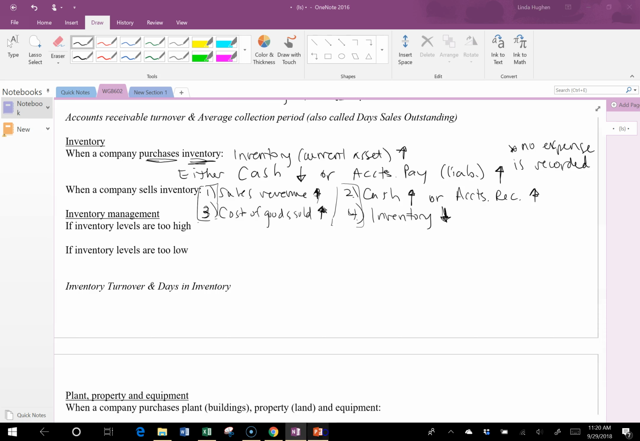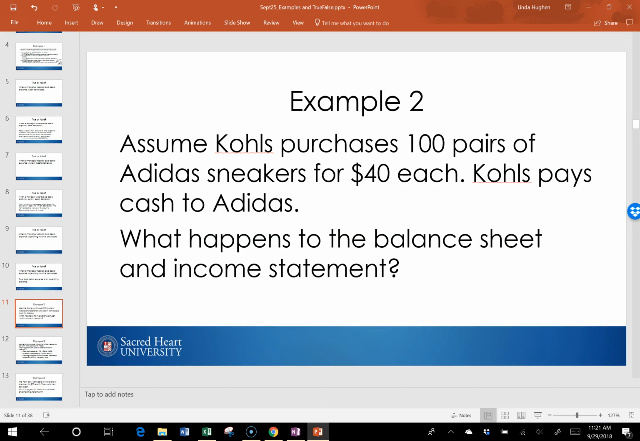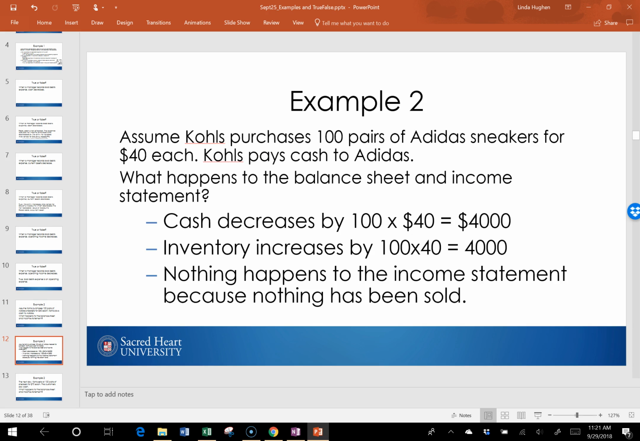Let's go to just a few examples before we continue on our inventory management. Assume Kohl's purchases 100 pairs of Adidas sneakers for $40 each. Kohl's pays cash to Adidas. What happens to the balance sheet and the income statement? Cash decreases by 4,000. Inventory increases by 4,000. And nothing happens to the income statement because nothing has been sold.